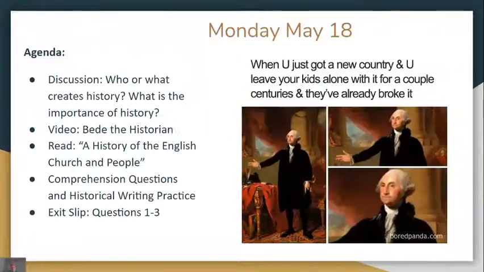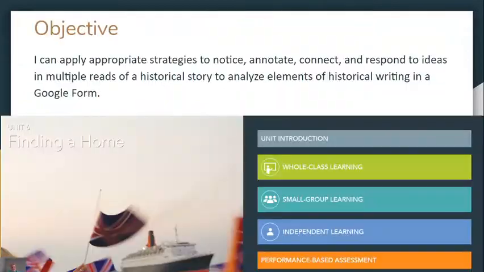History of the World. Our agenda today is to think about who or what creates history and what is the importance of that history. We're going to watch a quick video on Beatty the historian. We're going to read A History of the English Church and People. We're going to answer some comprehension questions and do some historical writing practice. And then we are going to complete our exit slip.